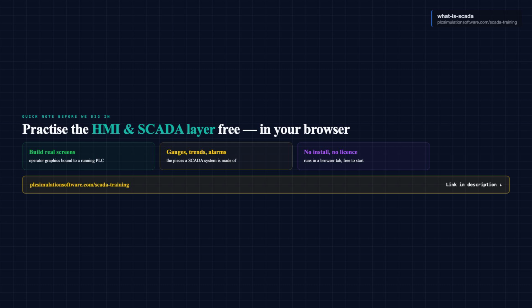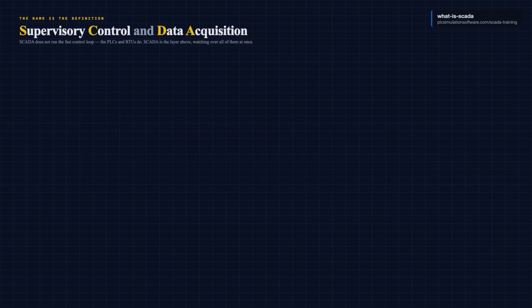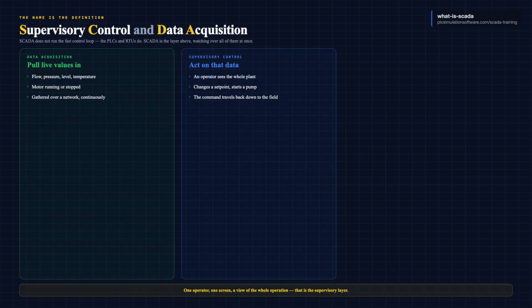Now, what is SCADA? SCADA stands for Supervisory Control and Data Acquisition. The name is the whole definition, so take it in two halves. Data acquisition means pulling live values in from the field. Flow, pressure, level, temperature, motor running or stopped, all gathered over a network continuously. Supervisory control means a human can act on that data. An operator sees the plant, changes a set point, starts a pump, and that command travels back down to the equipment.